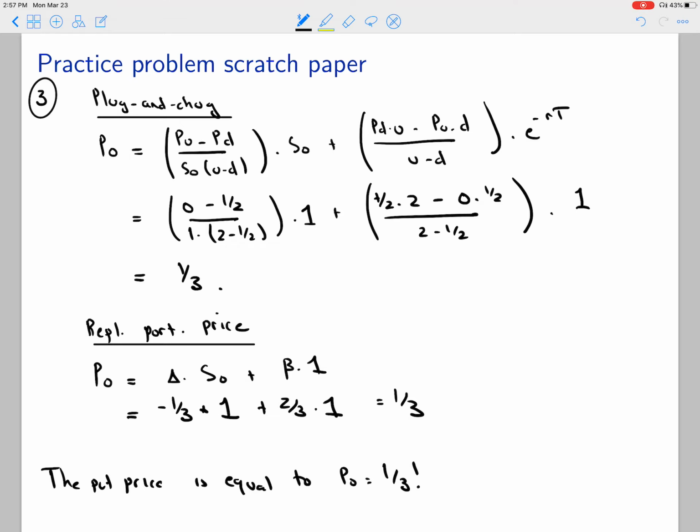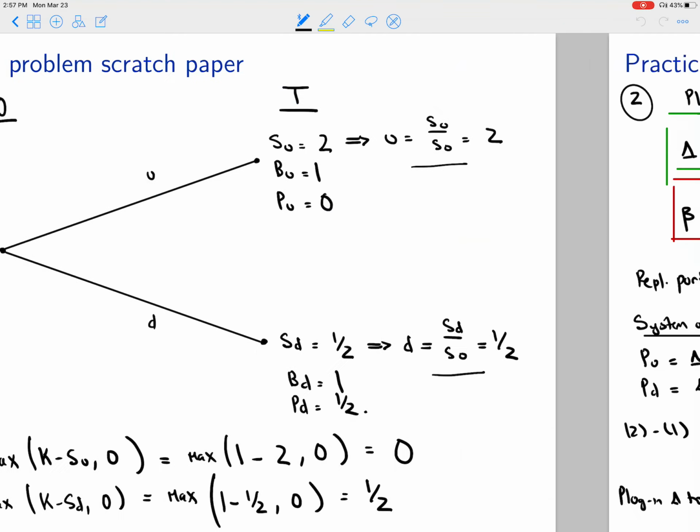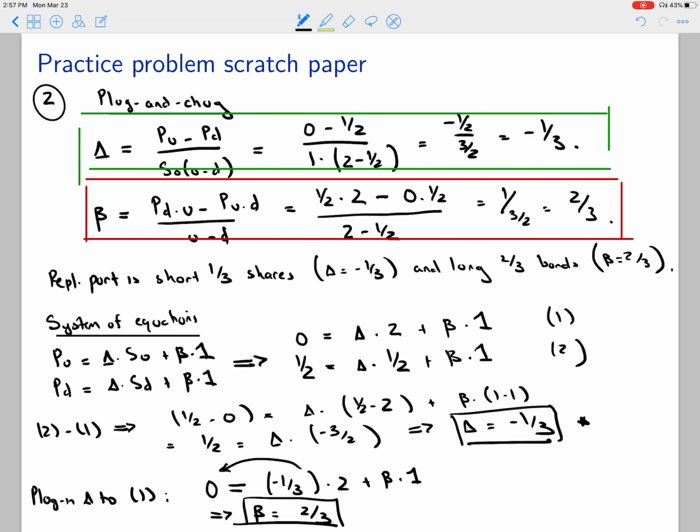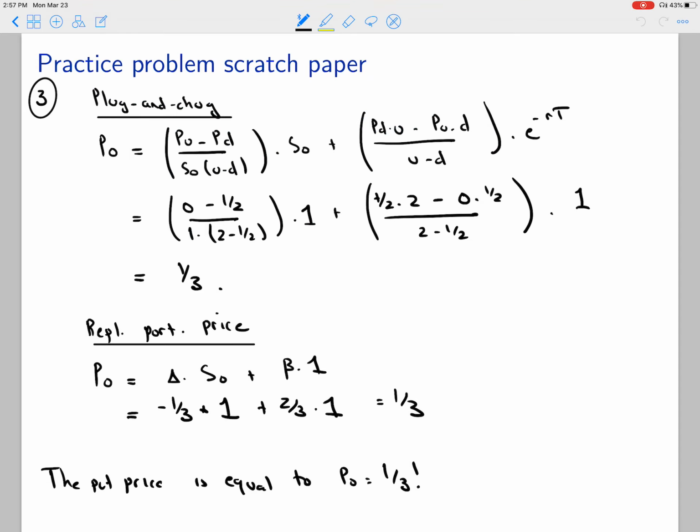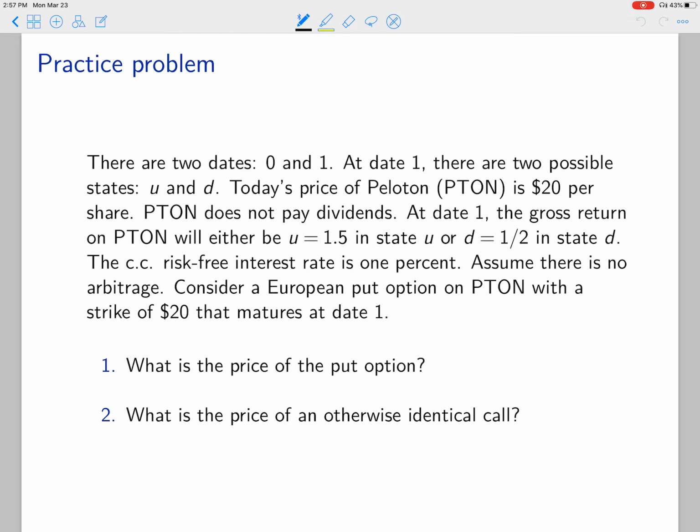Okay. Easy, right? No problem at all. We just wrote down some payoffs, we calculated some replicating portfolios, and now we're calculating the put price in the final step. Okay, so one more practice problem, and that'll wrap up this part of the lecture. Give you a minute to read it, then we'll work through it.